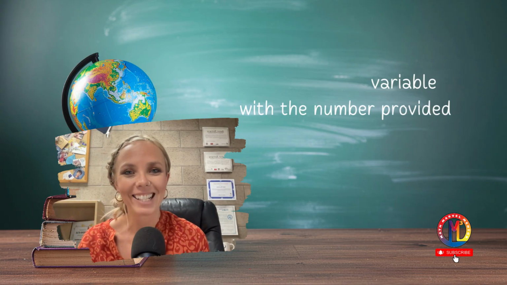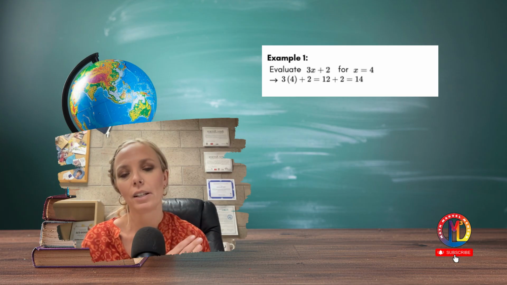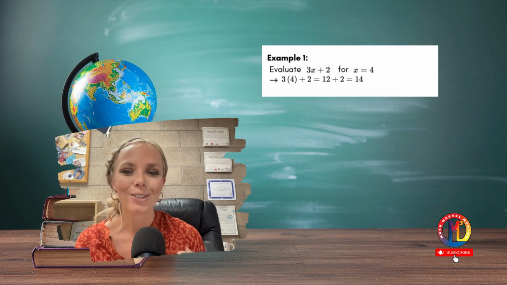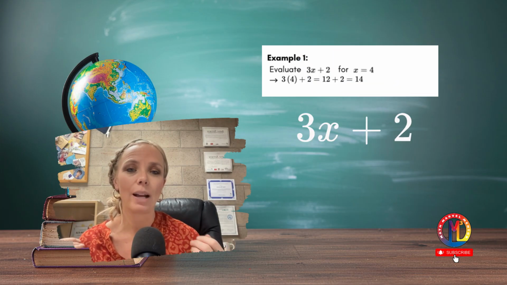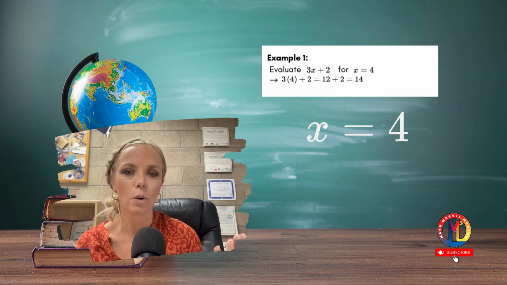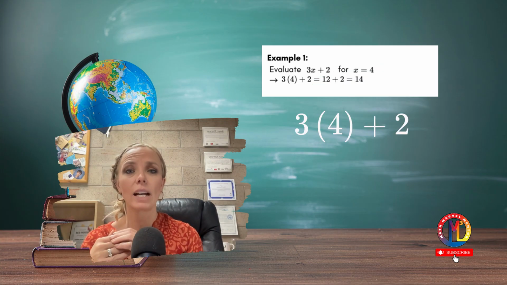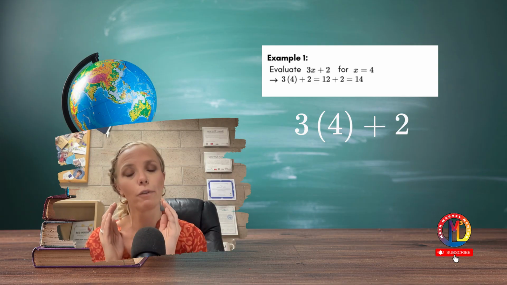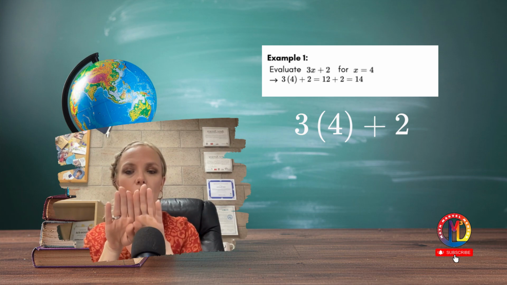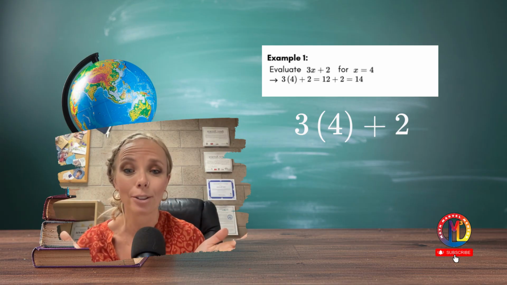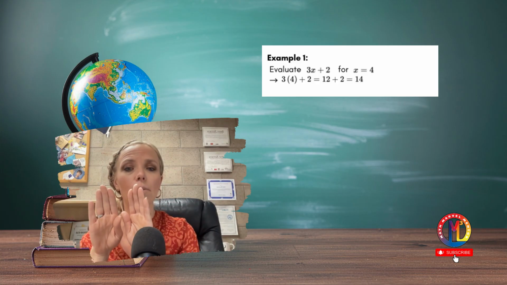So let's look here at example 1. We have evaluate 3x plus 2 for x equals 4. So 3x plus 2, and then we know what x is. x is 4. So now we are going to substitute or plug that value in. So instead of writing 3x, we replace the x with 4, and we have 3 times 4. Remember, when they're right next to each other, we don't see the operation sign, but it means to multiply. So 3x means 3 times x, and then x is 4. So 3 times 4 plus 2.